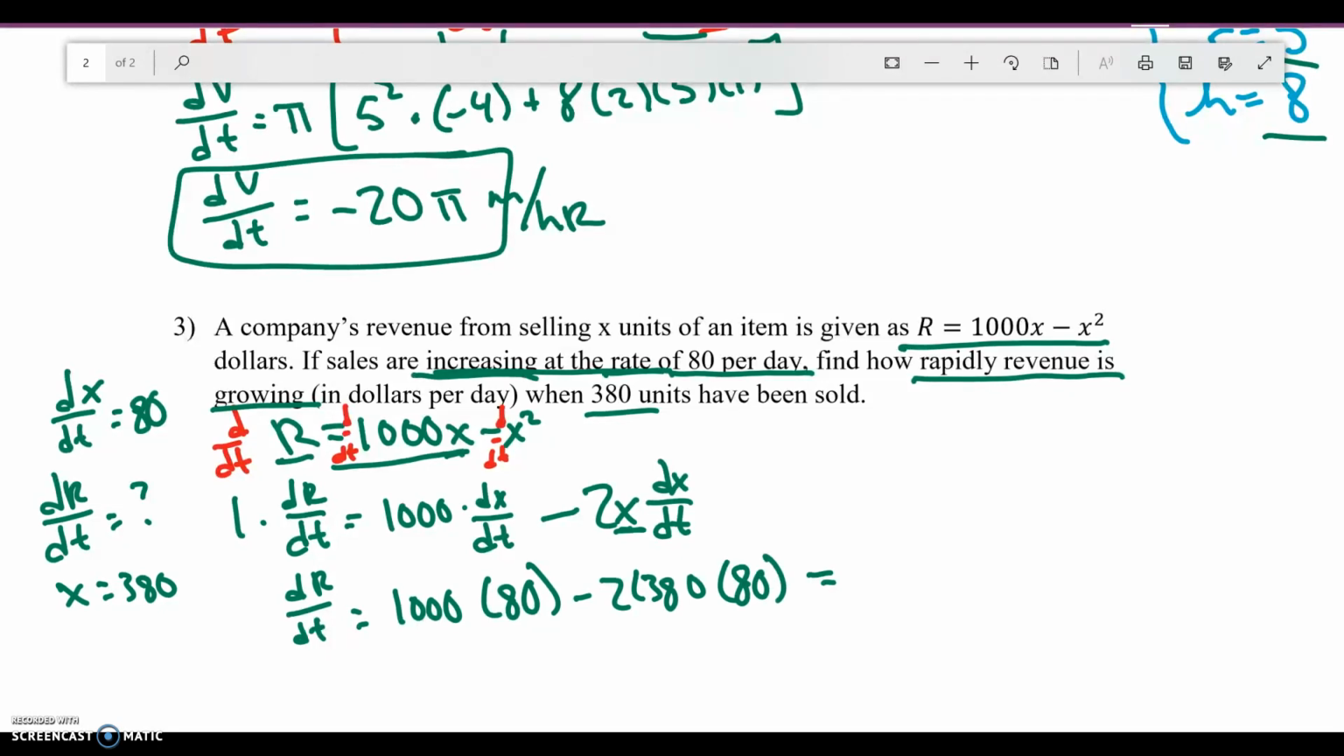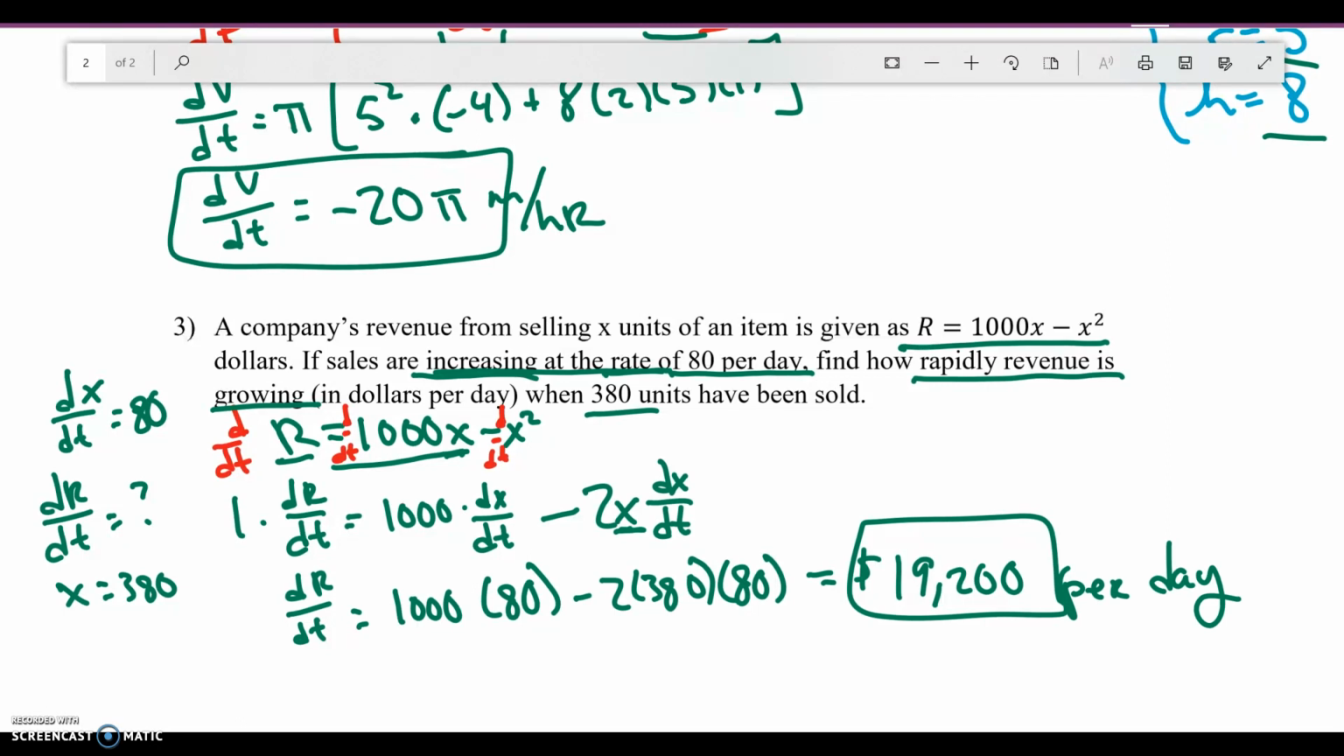Okay, so now let's go ahead and put that all into my calculator. I get 1000 times 80 minus 2 times 380 times 80. What I'm going to get is 19,200. This is the rate at which revenue is growing. So it's going to be dollars per day. This is how much revenue is growing when 380 units have been sold.